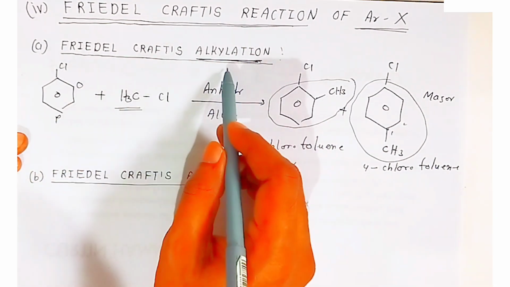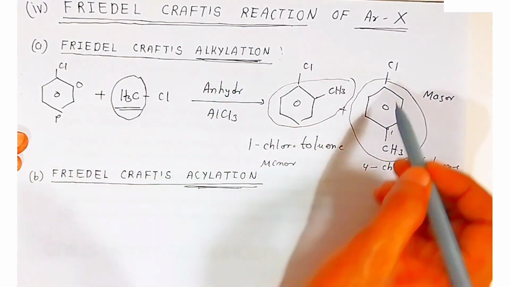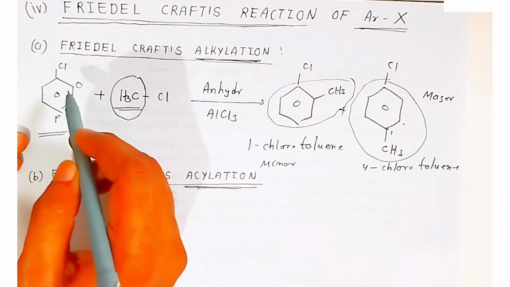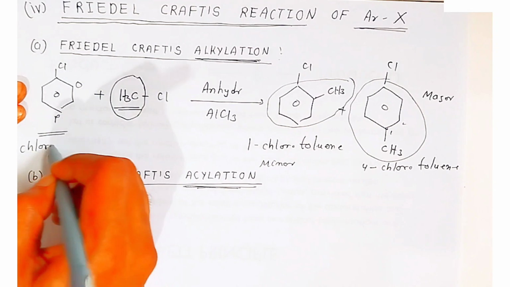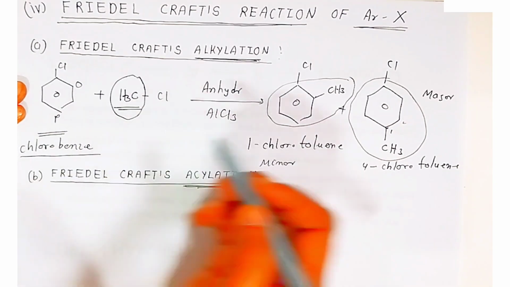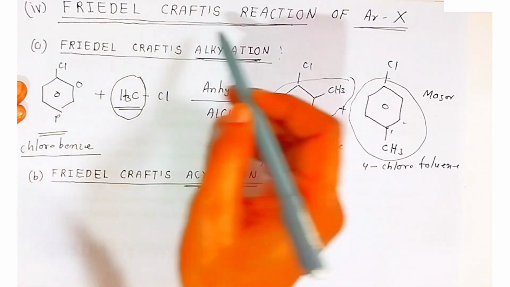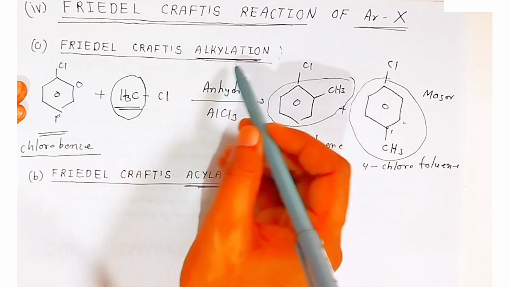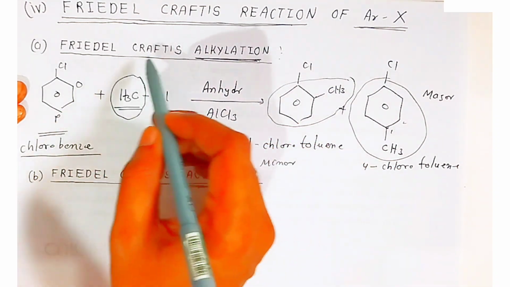This is called Friedel-Crafts alkylation. We are going to attach the alkyl group to the reactant, that is chlorobenzene. So that is why this reaction is Friedel-Crafts alkylation. So the Friedel-Crafts reaction is divided in two parts. If you are adding an alkyl group to chlorobenzene, it is called Friedel-Crafts alkylation.